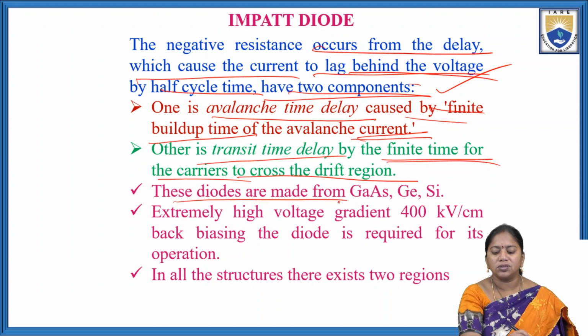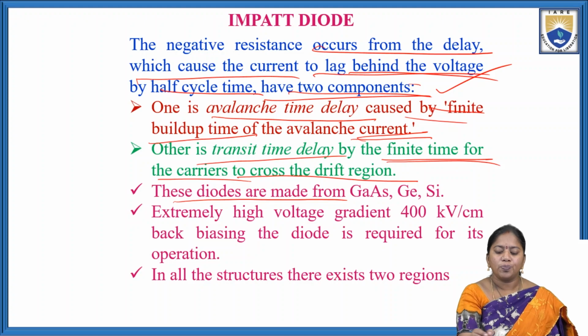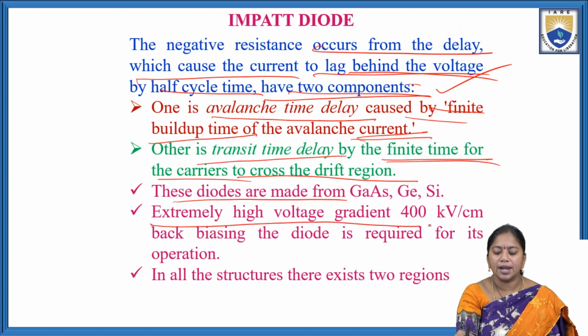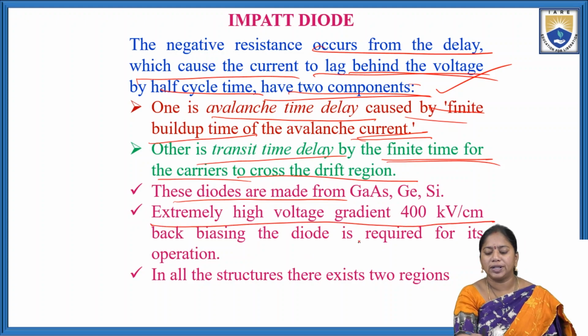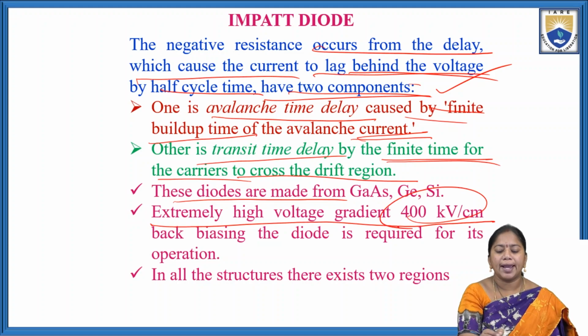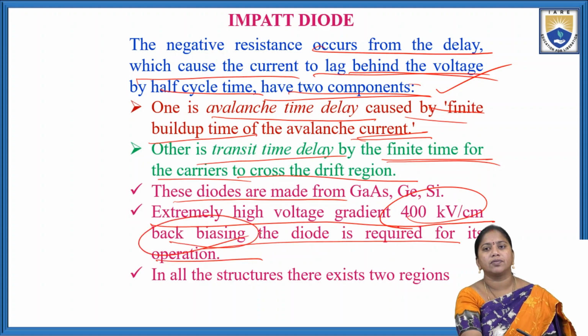Impact diodes are fabricated with gallium arsenide, germanium or silicon. They need an extremely high voltage gradient, about 400 kilovolts per centimeter. Back biasing the diode is required for its operation.